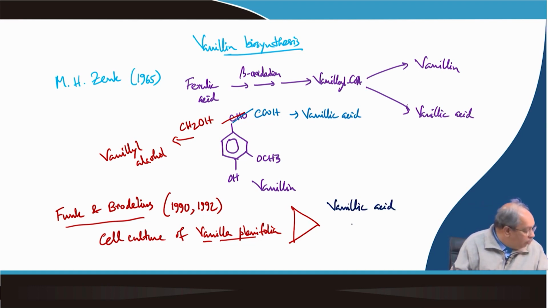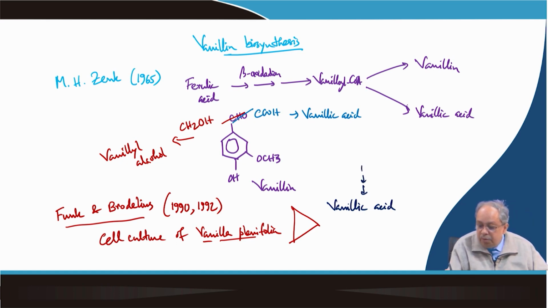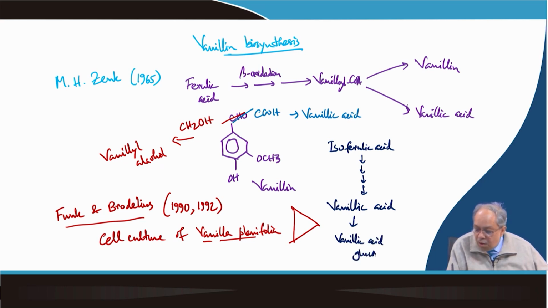From isoferrulic acid, eventually it produces from isoferrulic acid, and this vanillic acid subsequently form vanillic acid glucoside. So, what happens, this isoferrulic acid is same like ferulic acid.